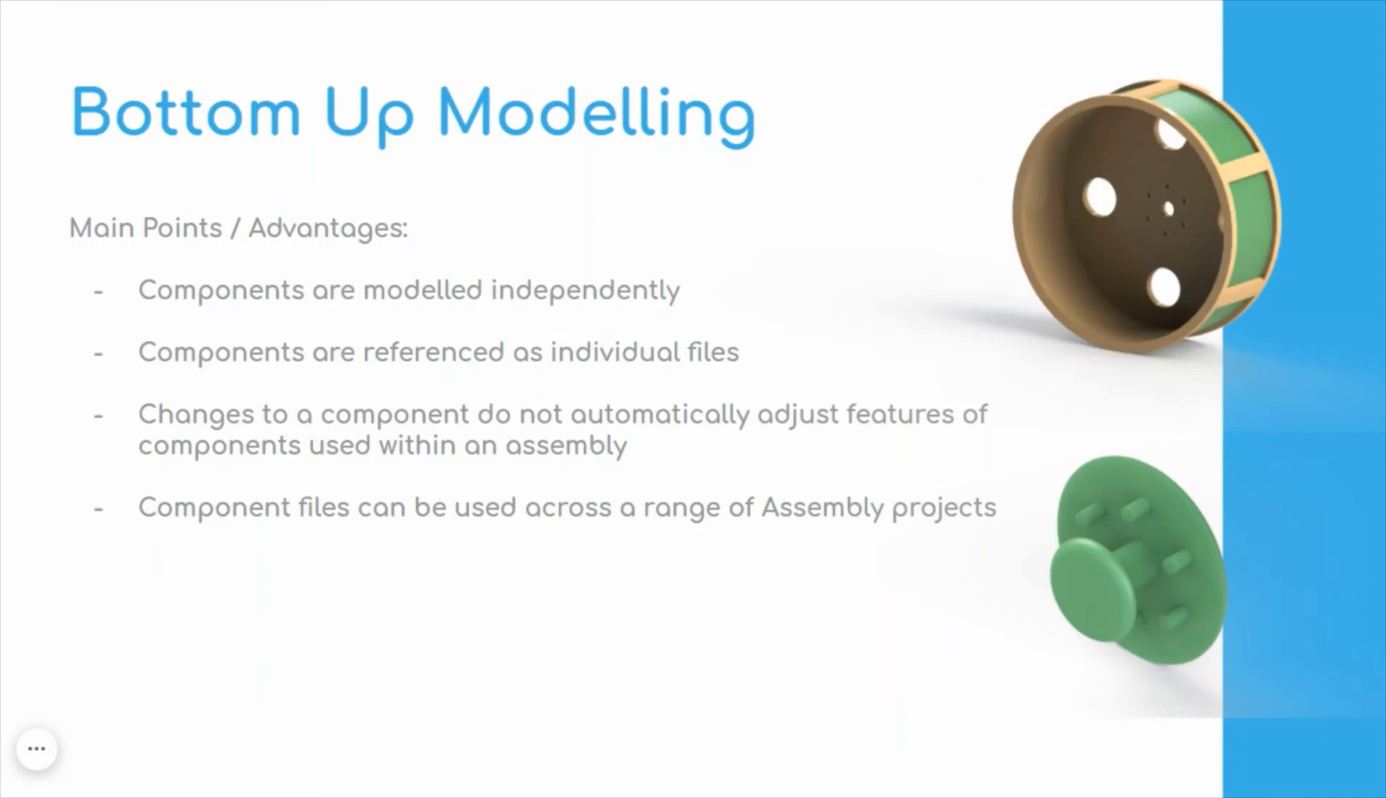If we look at bottom-up modelling, which is what we particularly focus on within school, what we're really talking about is making individual components. They are all independent of each other. They are independently referenced as individual files, and when we go about creating assemblies, we're bringing all these individual files together and we are assembling them. Obviously, as we alter individual parts, it won't make an automatic adjustment of the final assembly.